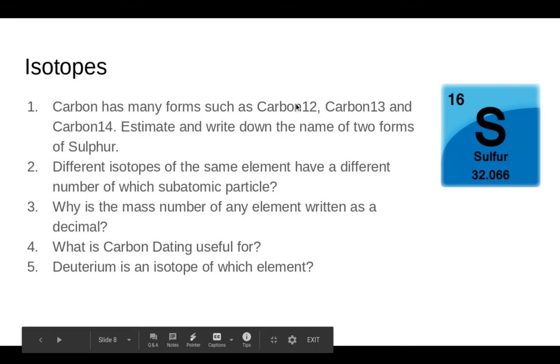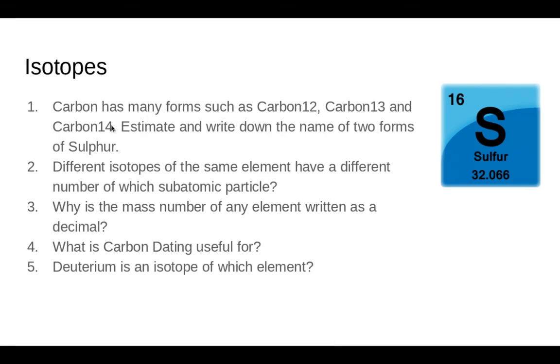So we know carbon has 12, 13, and 14 forms, okay? If this is sulfur, 32.066, I want you to estimate, which is guess, adivinar, and write down two forms of sulfur. If you know that sulfur is 32.066, and this is an average, you must know at least two forms of sulfur which exist. Different isotopes of the same element have a different number of which subatomic particle? So which part of the atom makes isotopes different? Why do we write this number as a decimal?